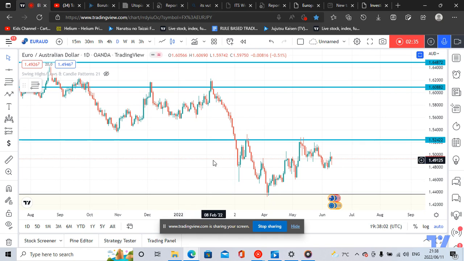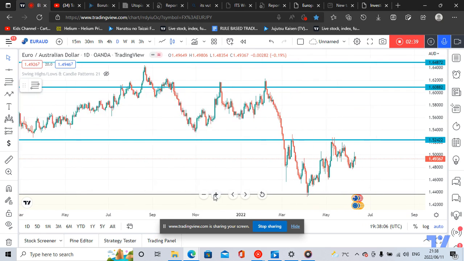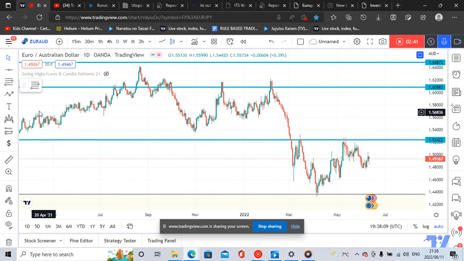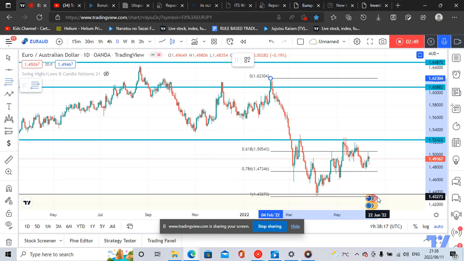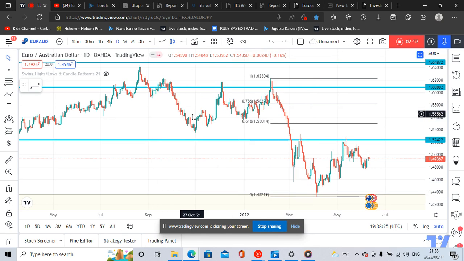So now, to confirm the areas where the market is actually going to buy, I'm simply going to use a Fibonacci. I'll use the Fibonacci from the highest to the lowest, and then I just have to reverse it. Let me reverse it for you. Yes, I reversed it.